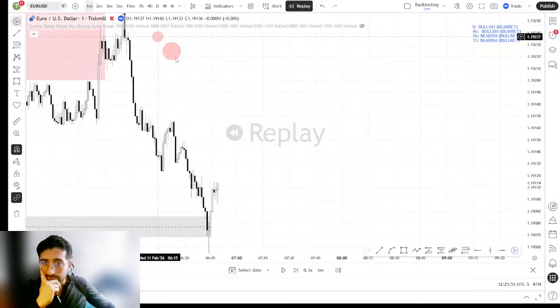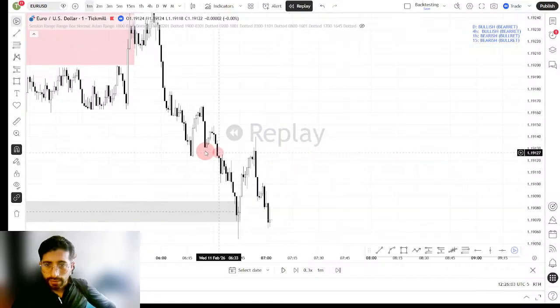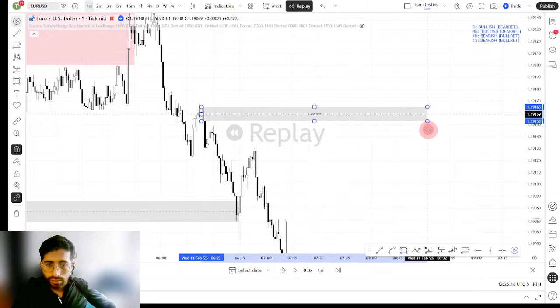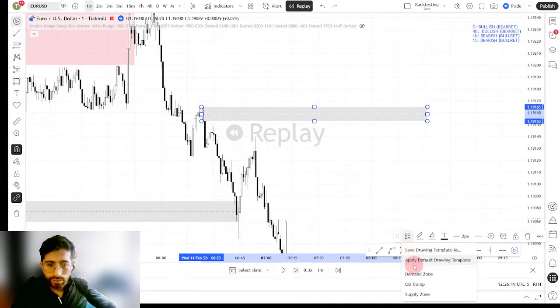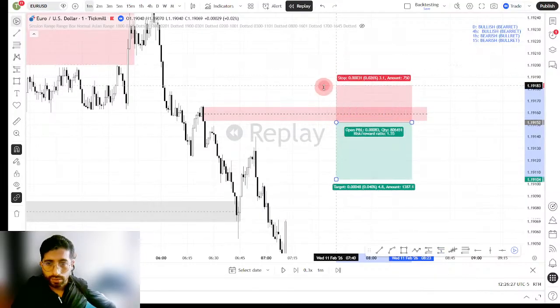All right, the range beginning is right here. It depends how much liquidity it creates here. All right, it has left liquidity, so I can execute an order here. Supply zone here. Selling order there. So 253 pips more or less.